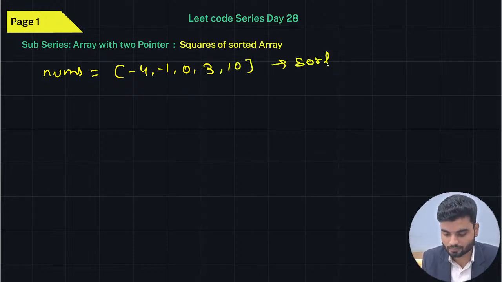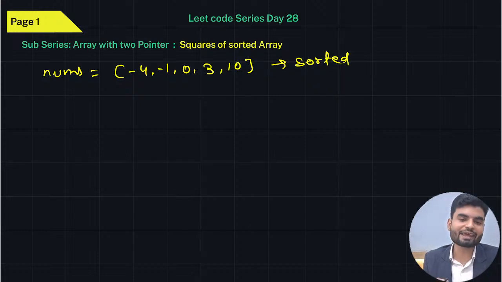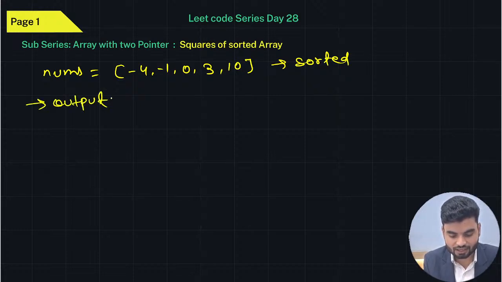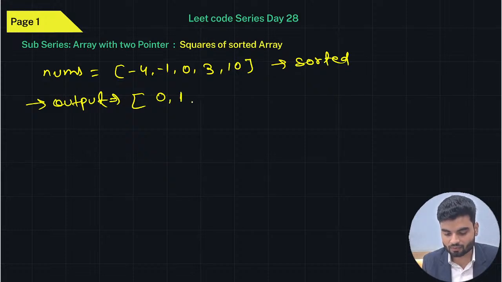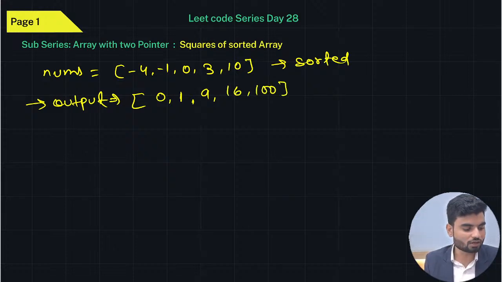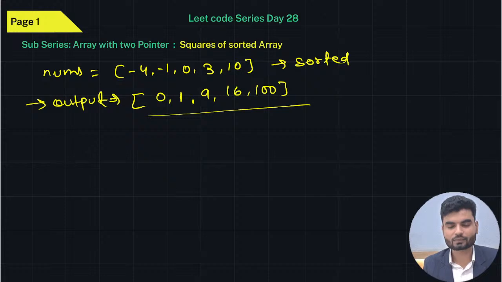It is sorted. But now what are they expecting as output? They want the squares of the numbers. So the square of 0 will be 0. The square of 1 will be 1. The square of 3 will be 9. The square of 4 will be 16. And the square of 10 will be 100. So this is what they want. Right? So how can you do this?